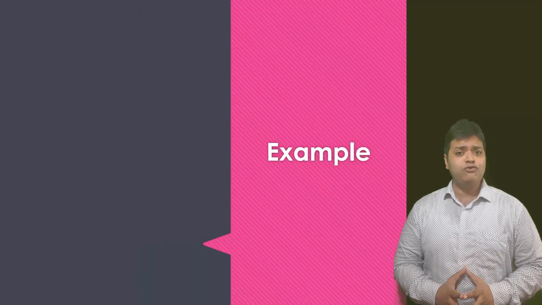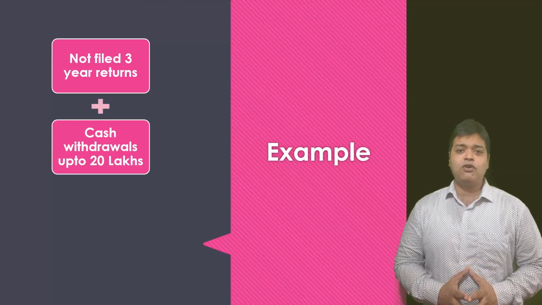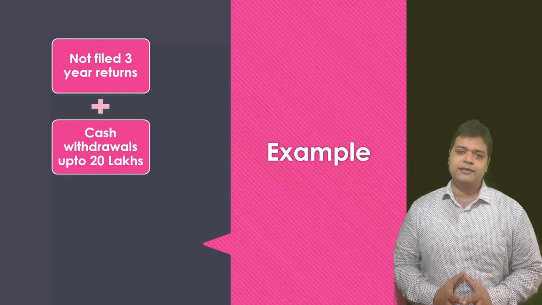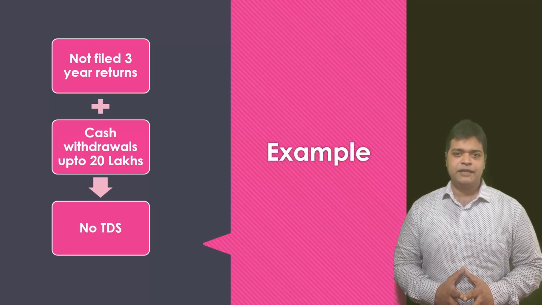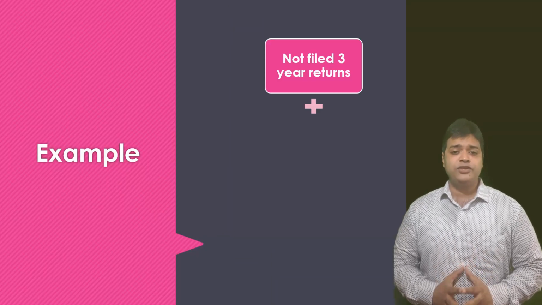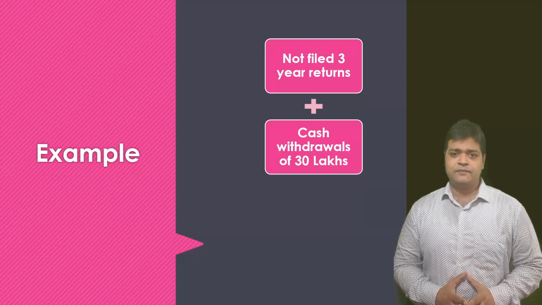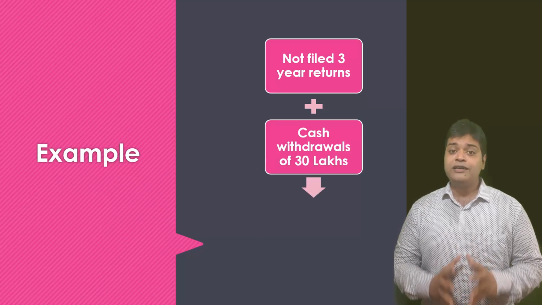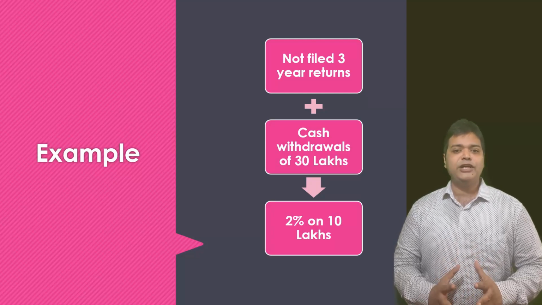If Mr. X has not filed returns for last 3 years and if he has made cash withdrawals up to rupees 20 lakhs, then no TDS will be applicable. In case Mr. X has not filed all his returns for last 3 years and he has made cash withdrawals of rupees 30 lakhs, TDS shall be deducted on 10 lakhs only, that is the sum over and above 20 lakhs, at the rate of 2%.